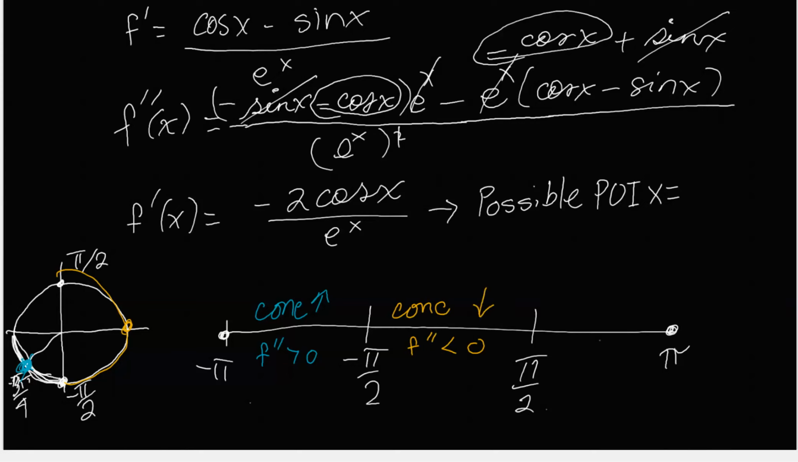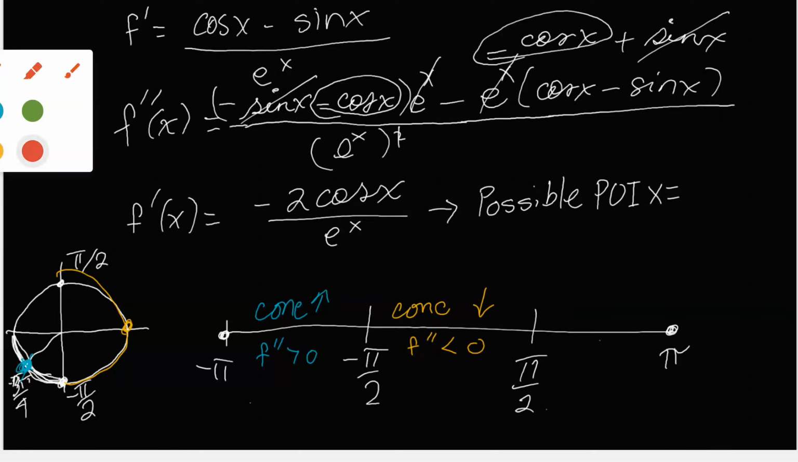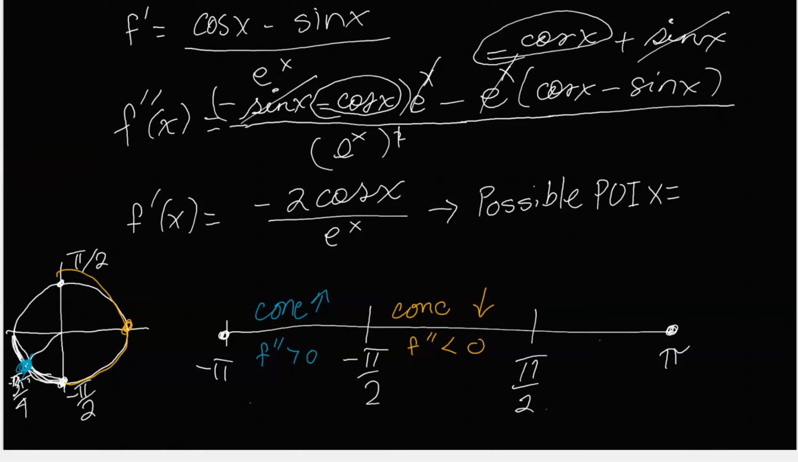Okay. And then for the third interval, we are looking at from pi over 2 to pi, which is this part right here. Let's pick this right here, which is 3 pi over 4. The cosine value is negative square root of 2 over 2 times negative 2. That's still a negative. Negative times a negative is a positive. Divided by a positive number, that would be a positive number. So the second derivative is greater than 0 here. So this right here is concave up.